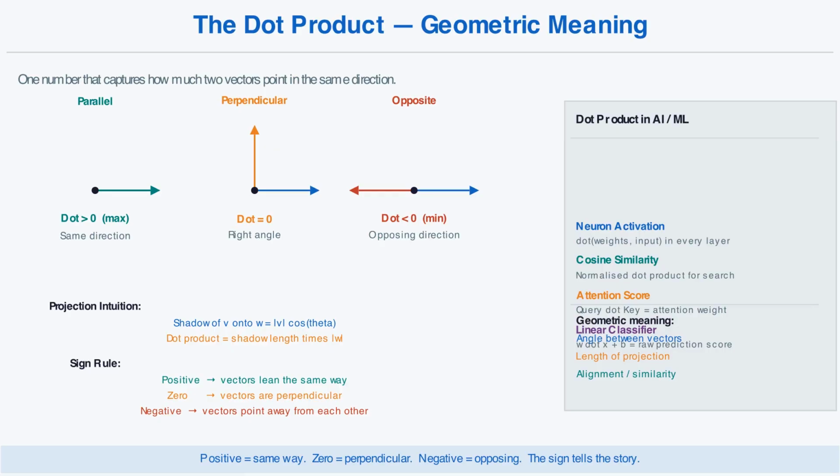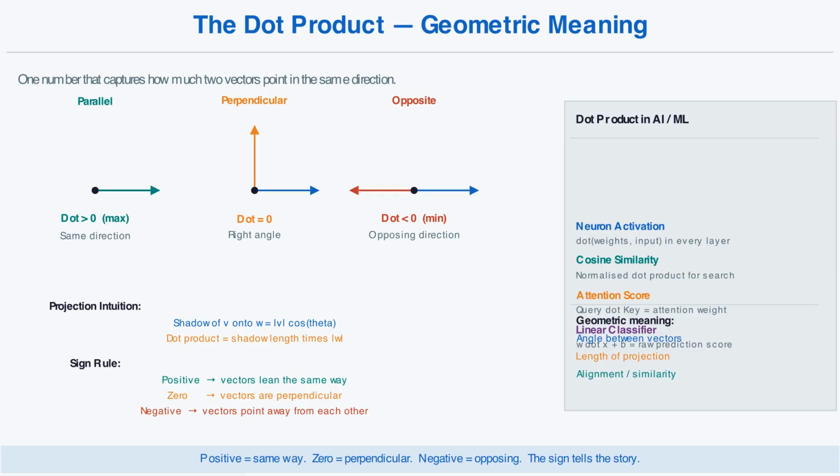If the arrows are at a right angle to each other, perpendicular, the dot product is exactly zero. They share no common direction at all. In geometry, this is called orthogonal. If the arrows point in opposite directions, one forward, one backward, the dot product is negative. They are working against each other.